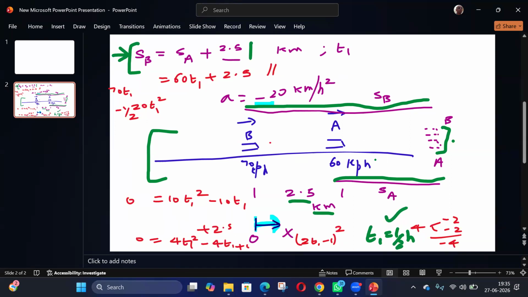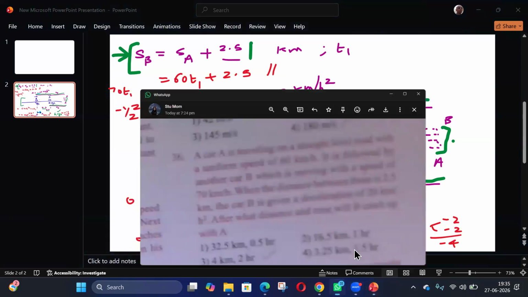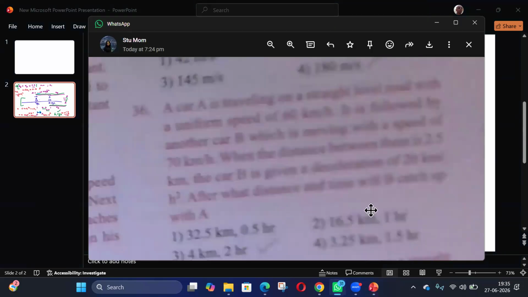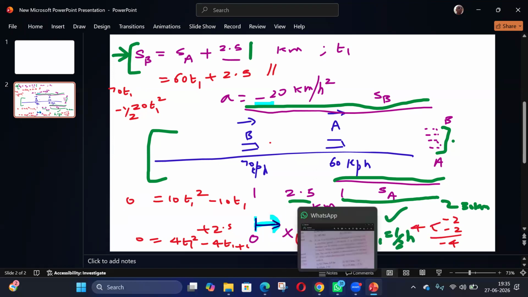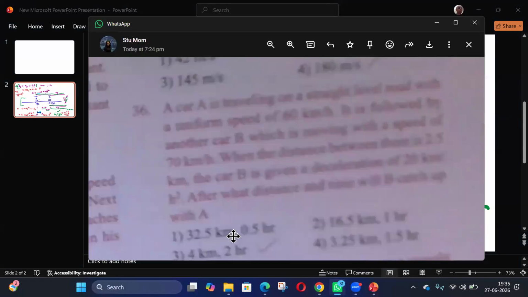Okay, the distance traveled. What is the question? After what distance and time will B catch up with A. So after what distance, is this A or is B? Basically A. So 60 into half, so it's 30 kilometers. So after traveling a distance of 30 kilometers, A will be caught up. 32.5.